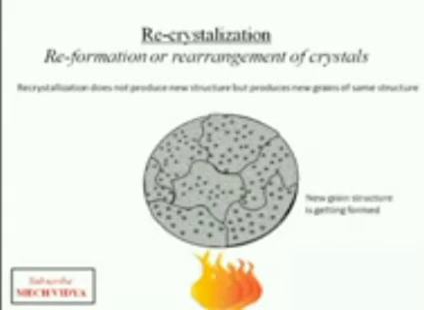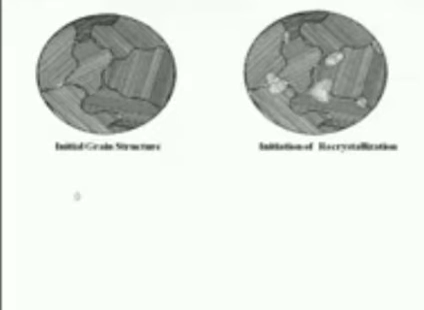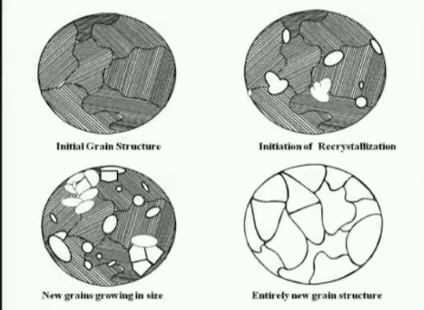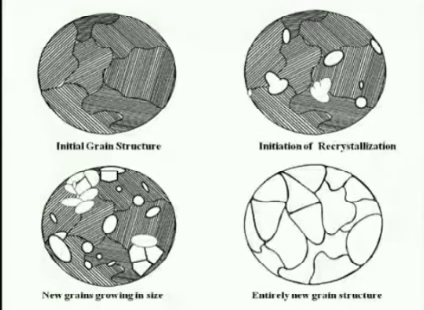Okay, so now let us try to understand this with the help of an example. Suppose we have this metal block, and these are the grains. Now, if we heat it at a temperature below its melting point, new grains will start to form from the grain boundaries. These new grains will grow in size, and after some time, the old crystal structure will transform completely into a new grain structure, and this process is called recrystallization.